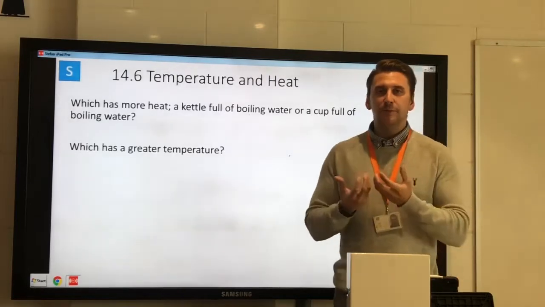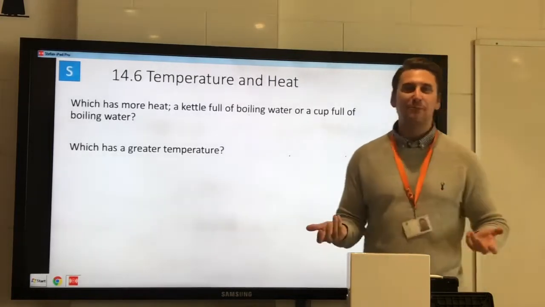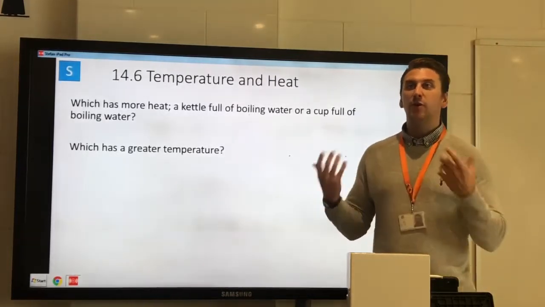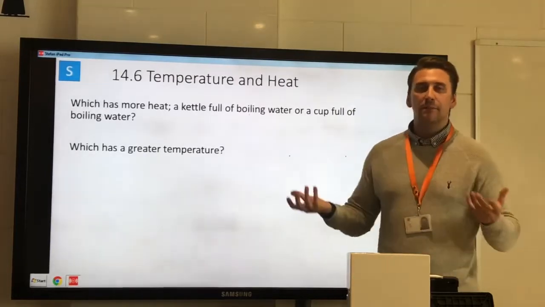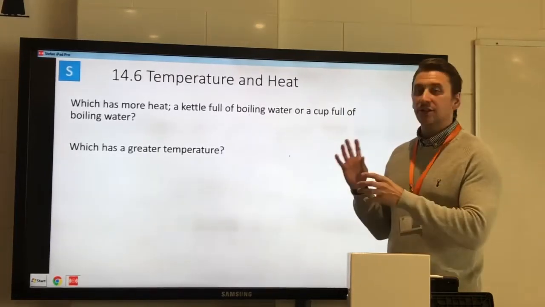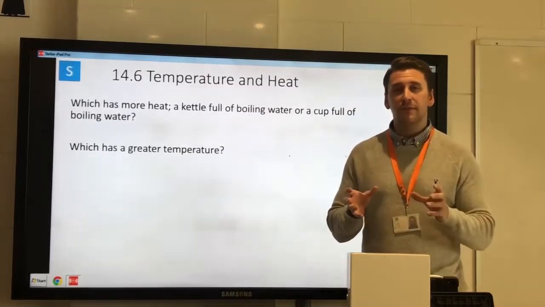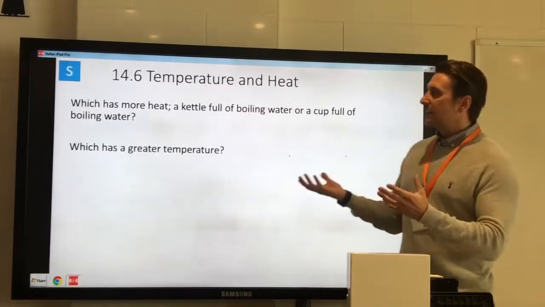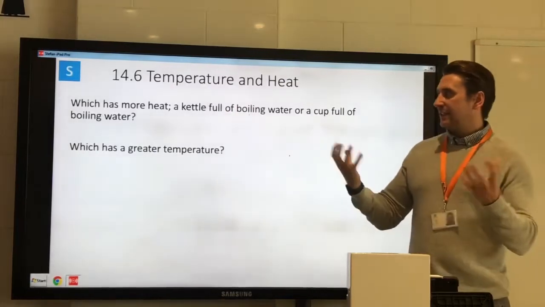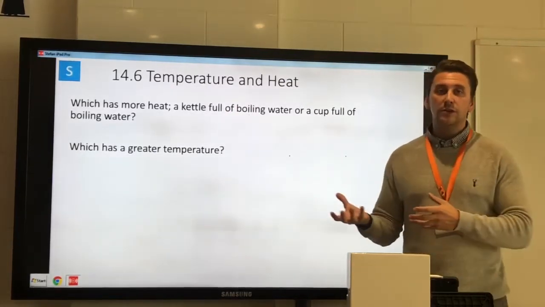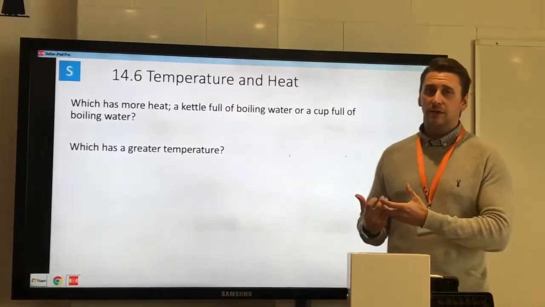Now the most common misconception here is that heat is temperature. Okay, so if you have more heat, then that must be the temperature of the object. And they're not actually the same thing. They affect one another directly, but they're not the same thing. Alright? So an easy way to think about this is which has more heat? A kettle full of boiling water or a cup full of boiling water?